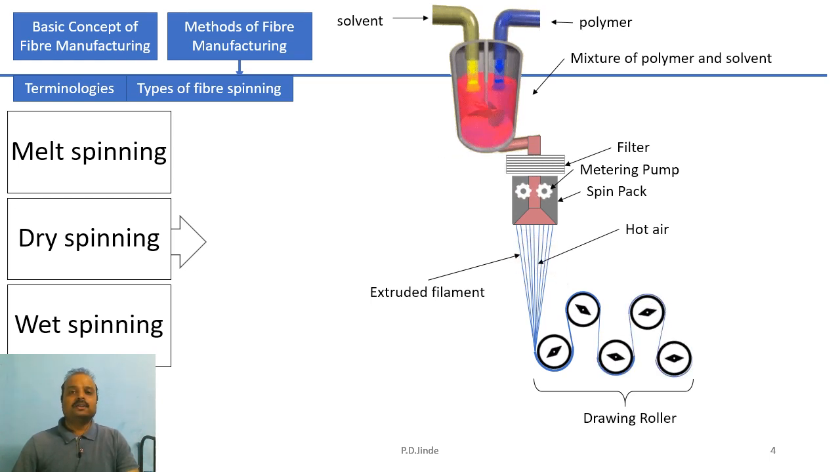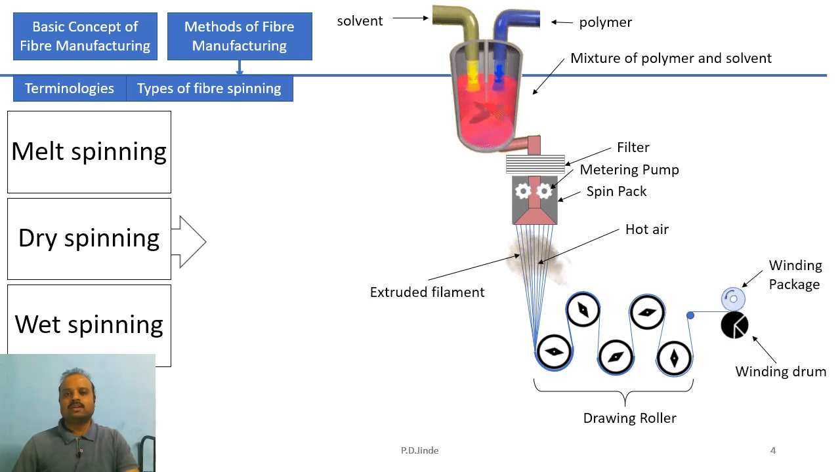The as created filaments then systematically wind on a spool or cheeses with the help of a winding mechanism. The name dry spinning given to this technique is because fiber solidification takes place in the dry condition. Now in general, we can say the whole dry spinning process is divided into certain stages.